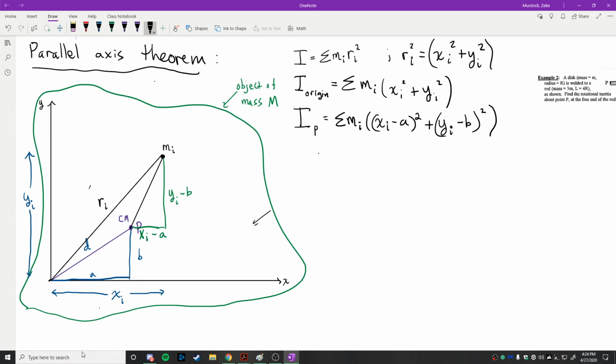Does that make sense to you guys? I want to stop for a second. Moment of inertia about the origin: you take your lines, you draw it out to where your mass is, you sum over m r squared, right? In this case, we said this was x_i and y_i, so r squared became x squared plus y squared. If I instead want to go about point P, the distances are smaller. You've got x_i minus a here and y_i minus b here. It's just different distances. Does that make sense to everybody?